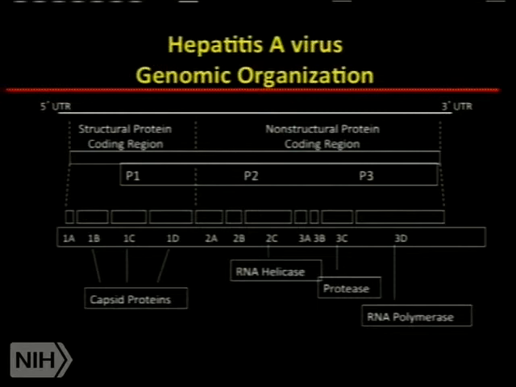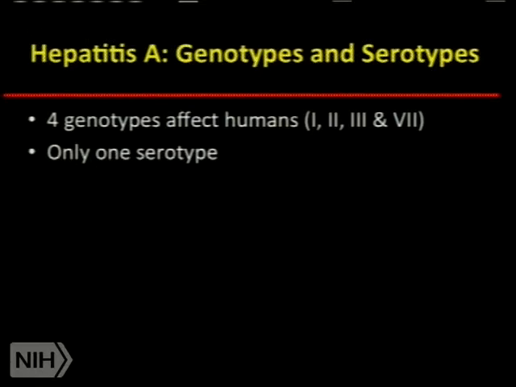So there's a single open reading frame that translates for a polyprotein of about 2,200 amino acids. And this is cleaved by viral proteases into the functional, structural, and non-structural proteins, which then assemble to form the intact virion. So there are seven genotypes of hepatitis A, but only four of which affect humans: 1, 2, 3, and 7. And there's only one serotype.